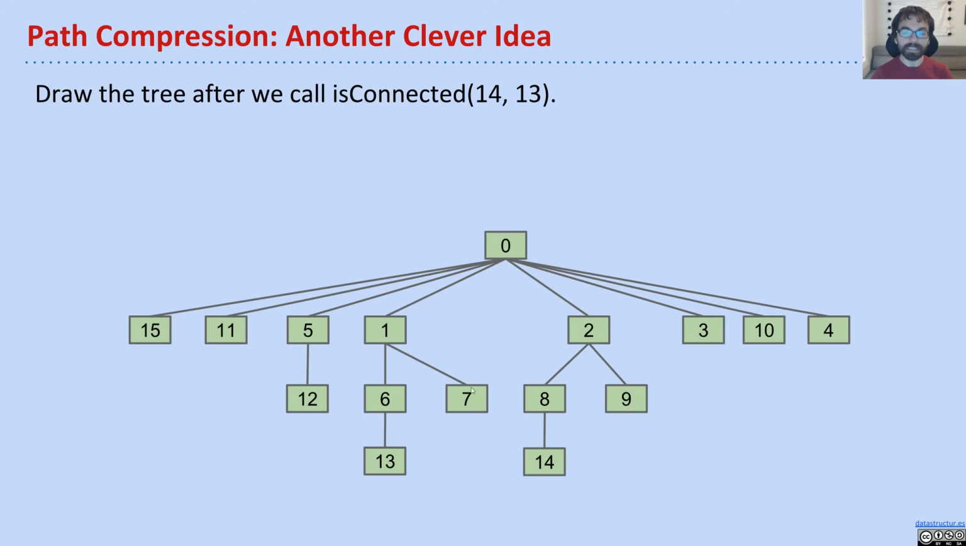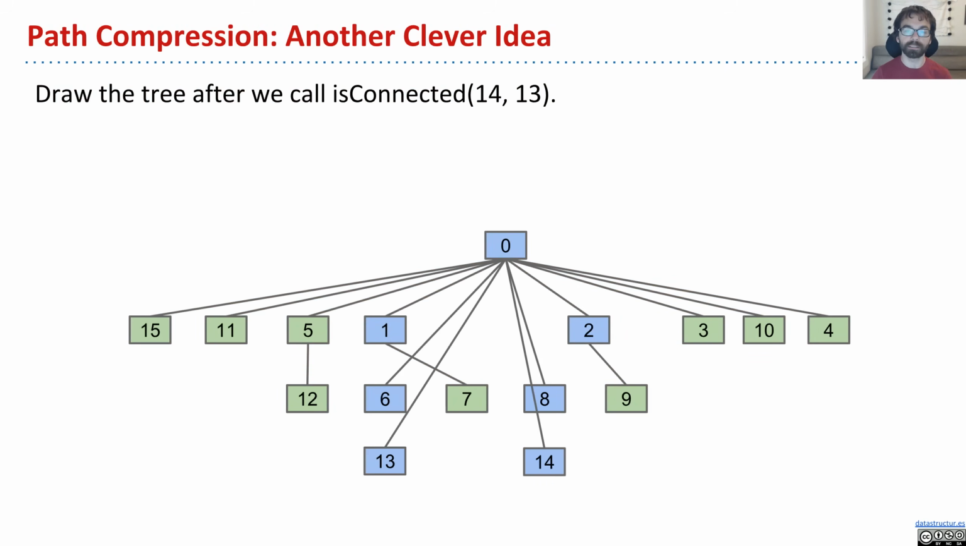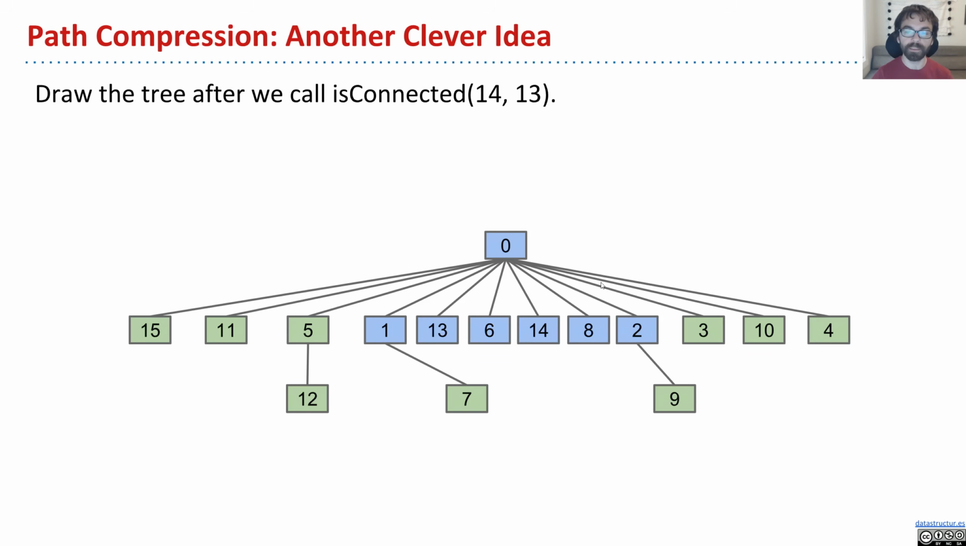Okay. The idea here is we have to walk up the tree. We find 14, 8, 2 on one side and 13, 6, 1 on the other. So what we do now is, as part of the isConnected process, we tie them all directly to the root. Now, redrawing it so that it looks nice, we end up with this shorter tree. With this approach, we end up with a tree which is much simpler. And you can imagine if you keep calling isConnected over and over, you're going to end up getting a very flat tree where all the items will be direct descendants of the root.